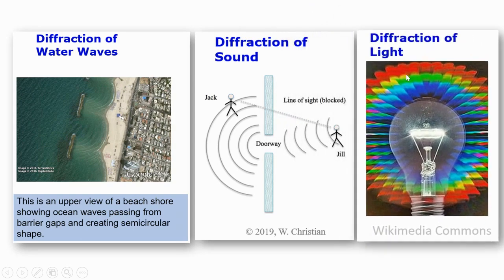Another example of diffraction is the diffraction of light. We can use diffraction to understand how white light is composed of all the colors of the rainbow.